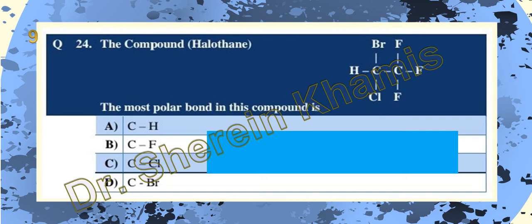So what is the most polar bond in this compound? We will take the organic compound and look at the structure of the different elements. We have the bonds C-H, C-F, C-Cl and C-Br. We want to know which is the most polar bond. The most polar bond will have the biggest difference in electronegativity.